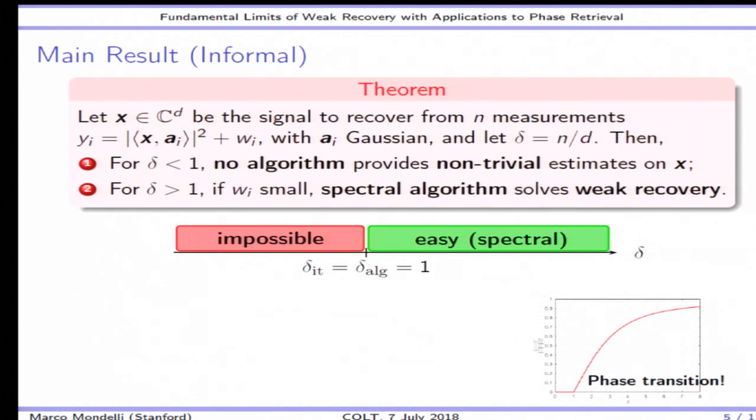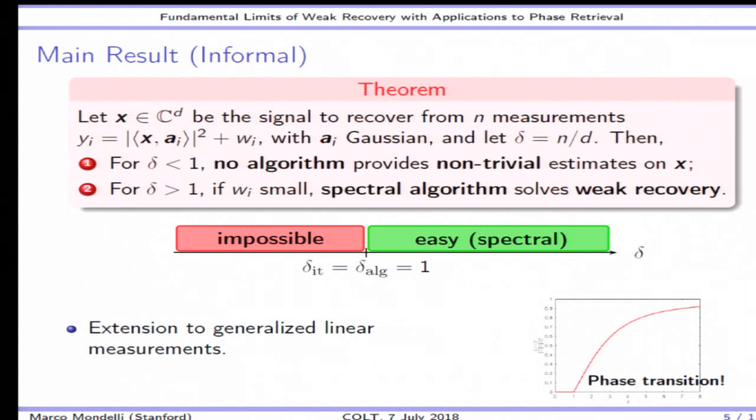On the other hand, if delta is larger than 1, then the problem is easy. By easy, I mean that there is a simple spectral algorithm that can solve it. Let's say with complexity n cubed, we can solve this problem. Very good. And as I mentioned at the beginning, we can extend all this, and we can compute thresholds also for generalized linear models. So we have a phase transition here.